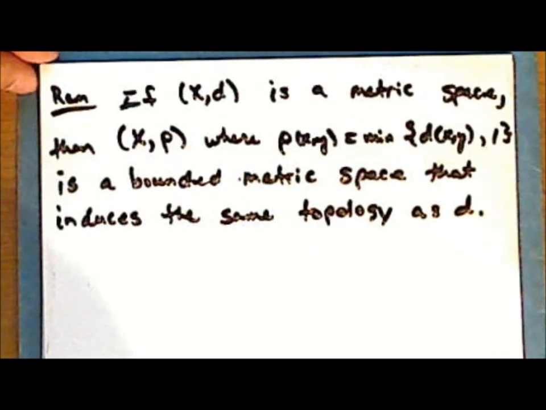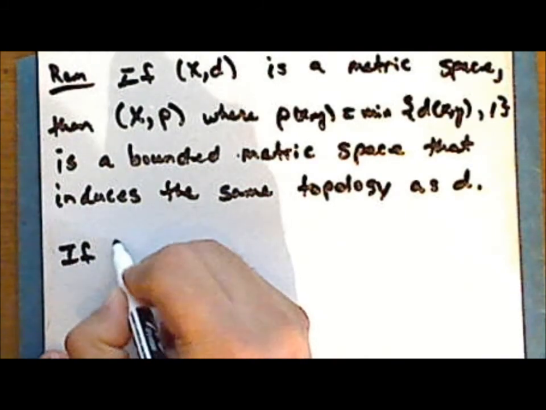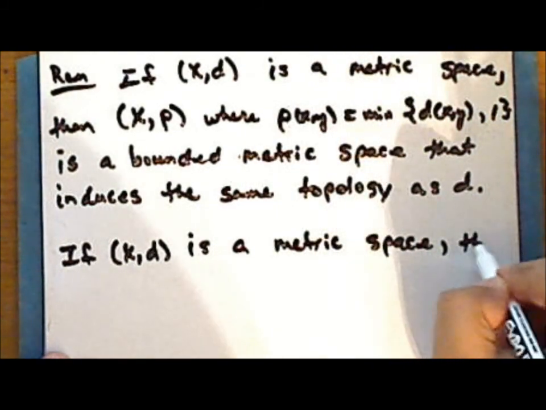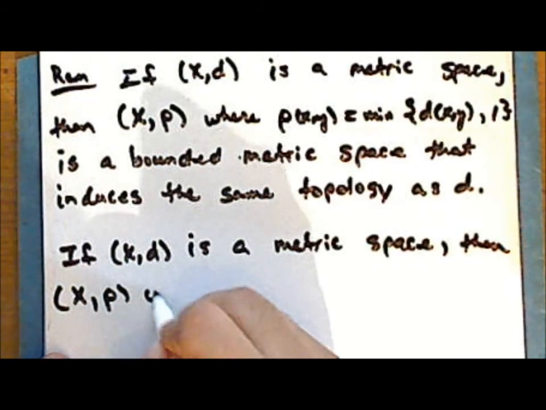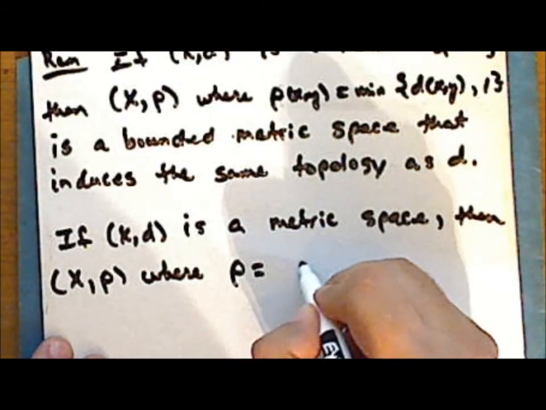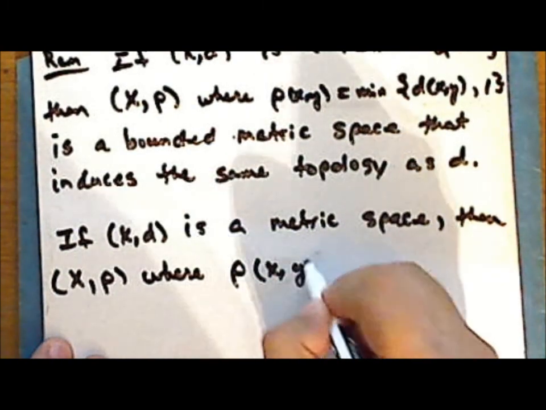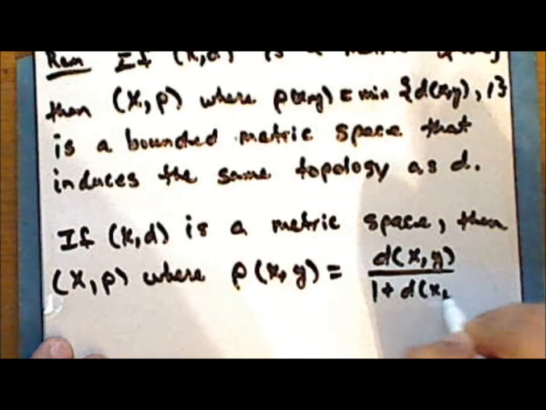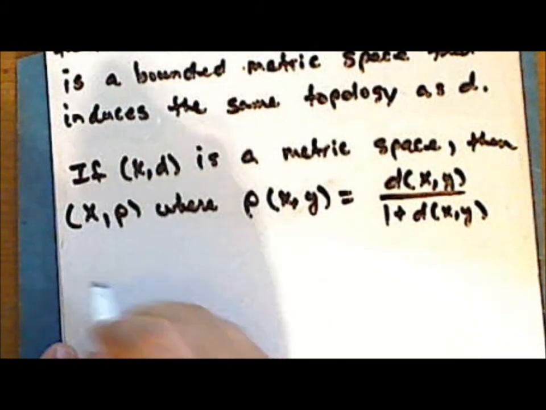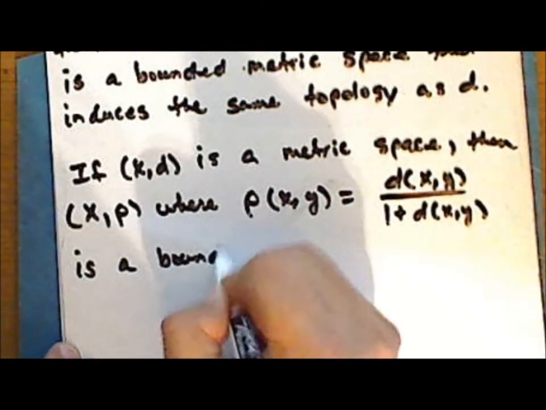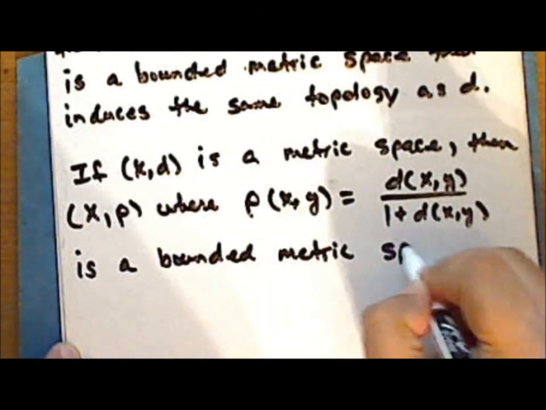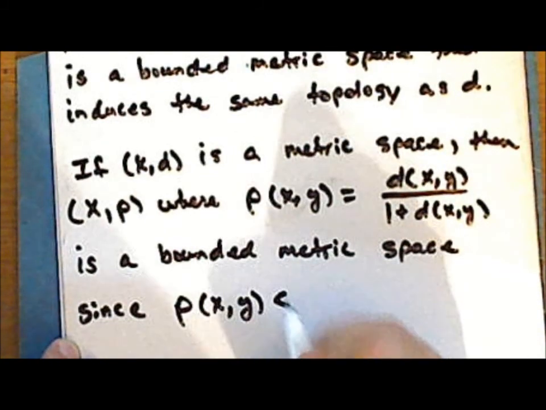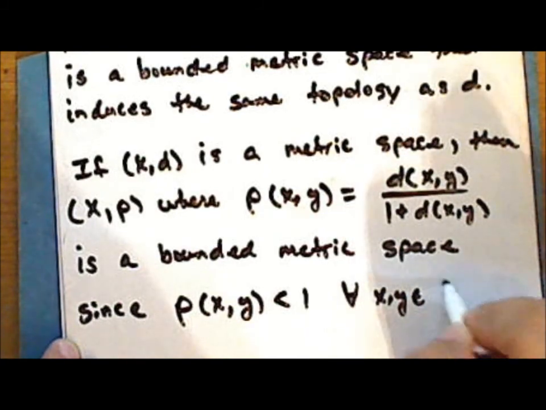Now, the theorem was an existence theorem, not a uniqueness theorem. If (X, d) is a metric space, then the space consisting of X with the metric rho, where rho is the ratio of the distance under the metric d to 1 plus the distance under the metric d, is also a bounded metric space, since rho(x, y) is less than 1 for every pair of points x and y in the set X.